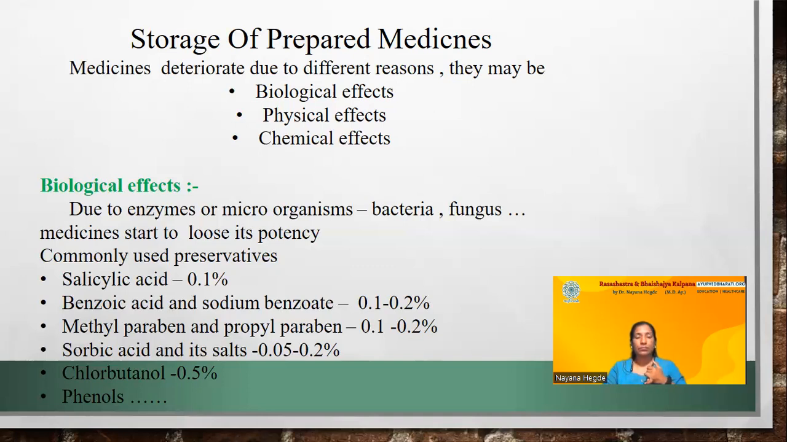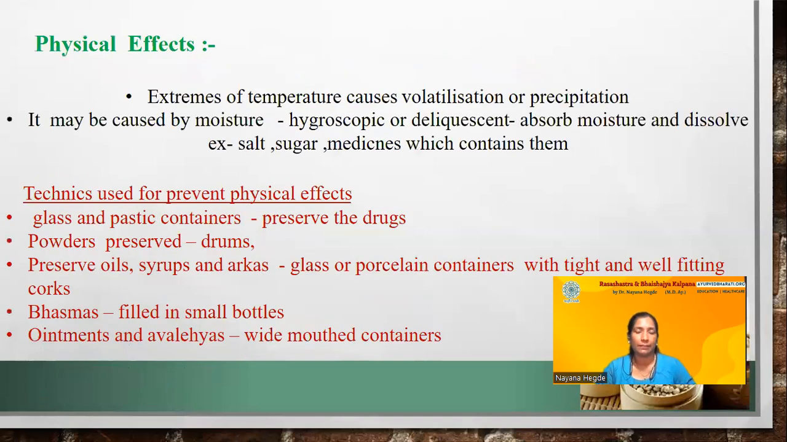Salicylic acid, benzoic acid, and sodium benzoate, methyl paraben and propyl paraben, sorbic acid and its salt, chlorobutanol, phenol. These are the preservatives commonly used to prevent the biological effect over the prepared medicine.